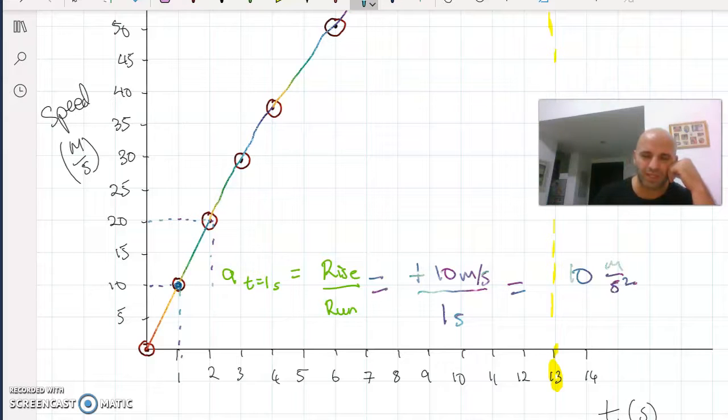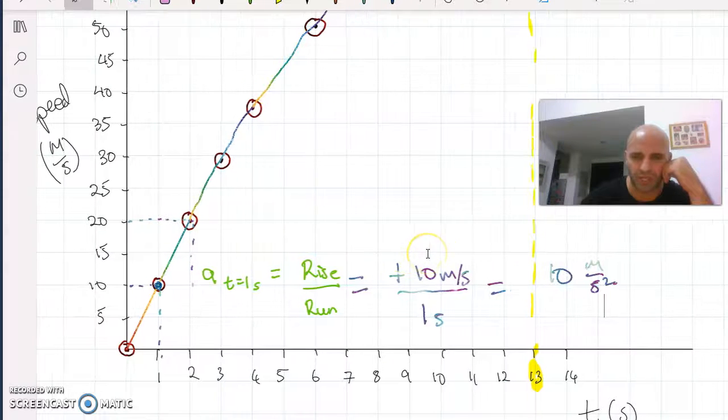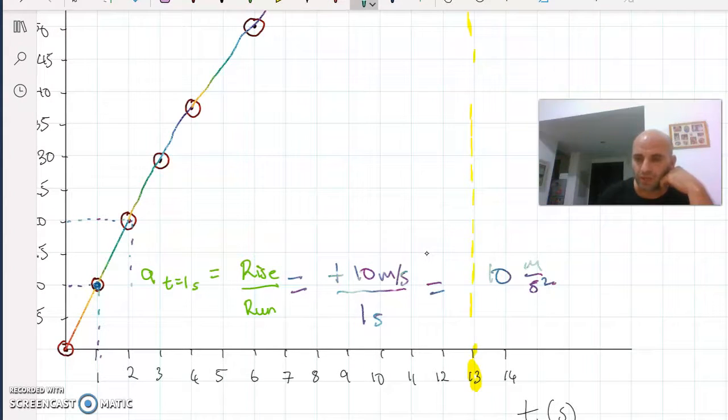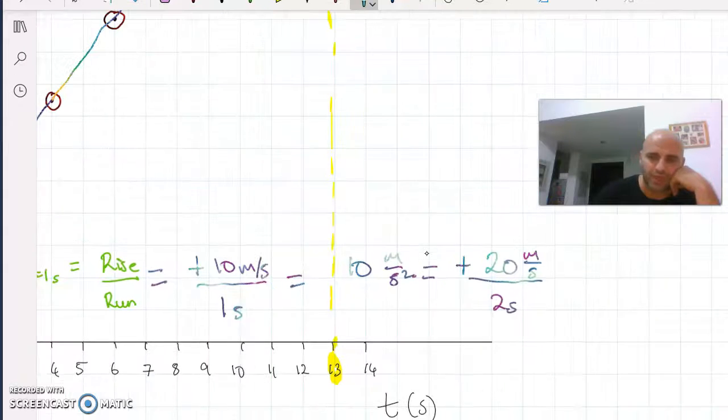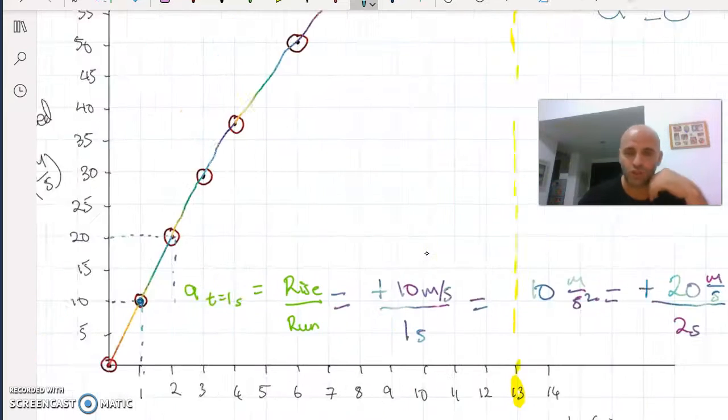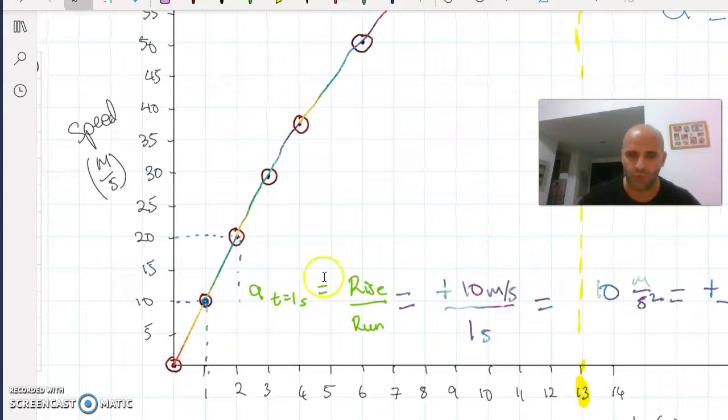But I just want to show you that it doesn't really make a difference where you take it, so long as it's on a straight line. So I could have just as easily said it was the rise all the way to 20 over a 2 second time frame. That would be a positive change in speed of 20 meters per second divided by a time of 2 seconds. And of course, that would give you the exact same thing, 10 meters per second squared. So long as it's a straight line, it doesn't really make a difference where you take it from.